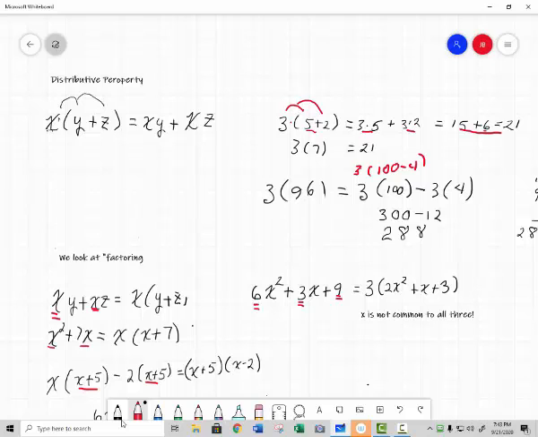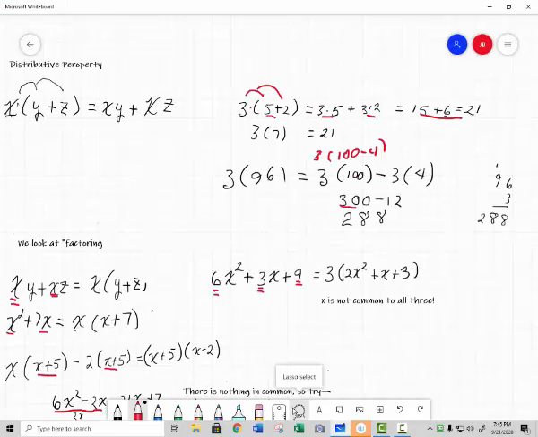So you could do 3 times 96 in your head by saying that it's going to be 3 times 100 minus 4. And then I will distribute 3 times 100 and 3 times 4. You can do this in your head because you know it's 300 minus 12. And you should be able to do that in your head to get 288. Now that's the distributive property. You use that quite a bit.